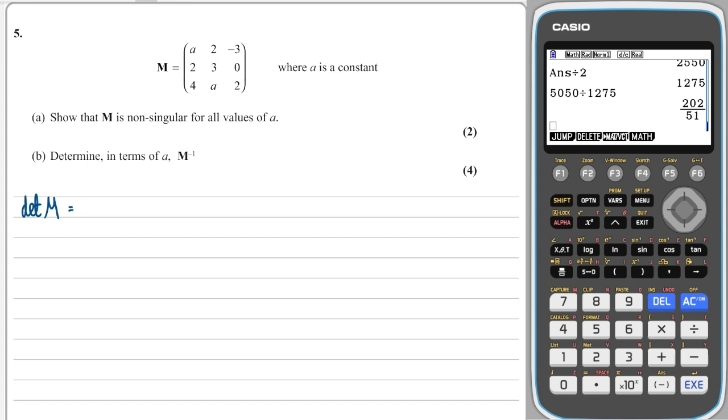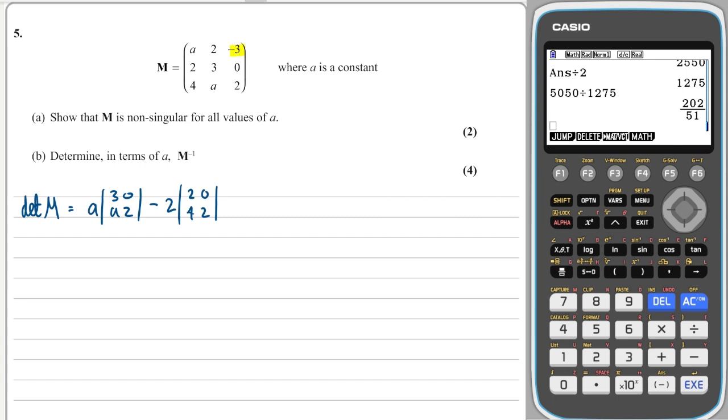And we would do that by first selecting the top left element, crossing it out like that. So we're doing A multiplied by the determinant of 3, 0, A, 2. And then the middle one we always subtract. We select this element here. So it's 2 multiplied by 2, 0, 4, 2.